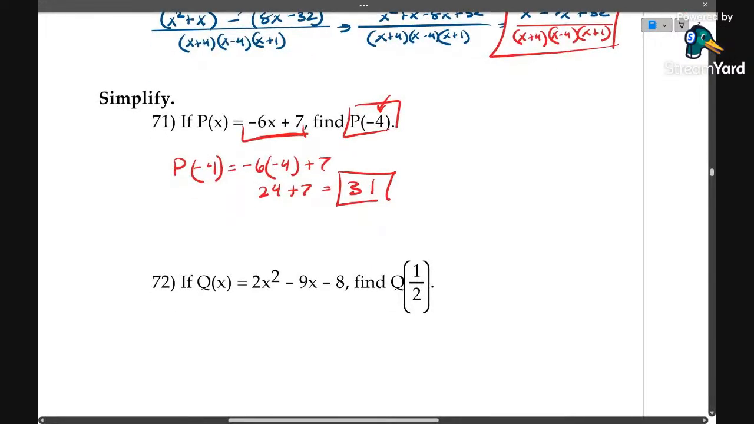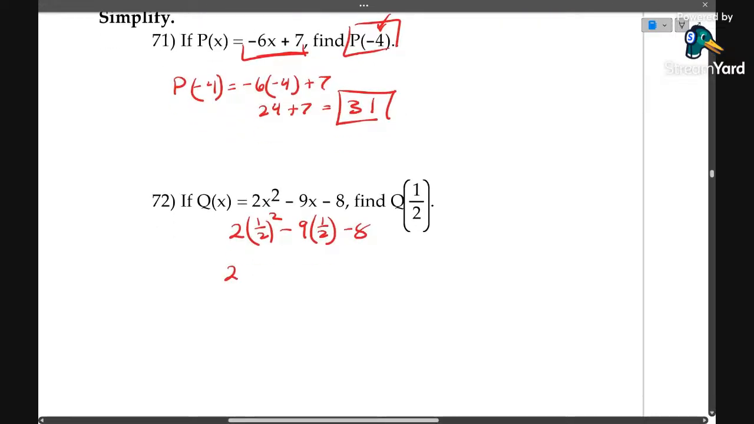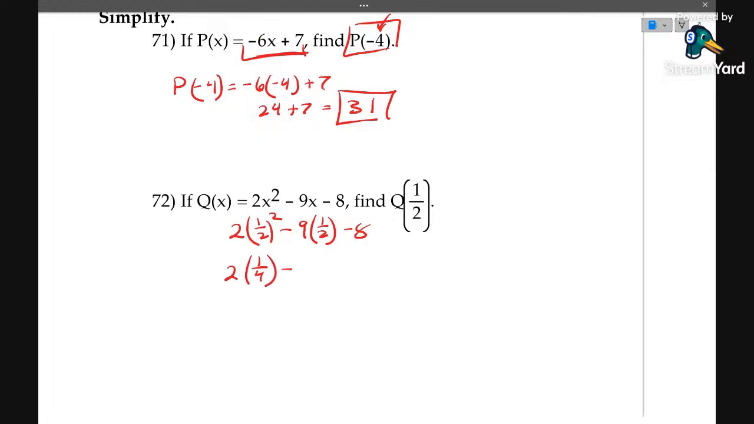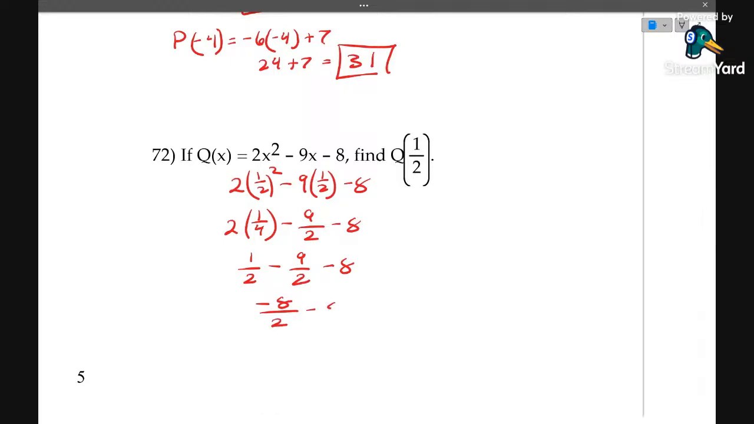We can do the same thing with a fraction. So we'll have 2 times 1/2 squared minus 9 times 1/2 minus 8. Order of operations, we're going to square first, and we can multiply. 2 times 1/4 is 1/2 minus 9/2 minus 8. We've already got the common denominator, so 1 minus 9 gives us negative 8 over 2, which reduces to negative 4 minus 8 to give us negative 12.